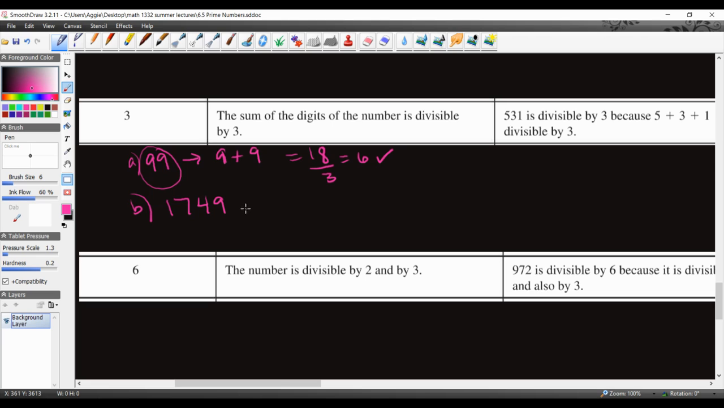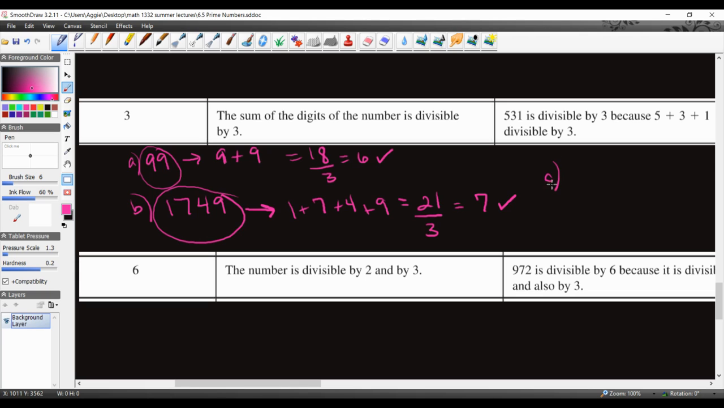1749. If I add the digits, it'd be 1 plus 7 plus 4 plus 9. So let's see, 1 plus 7 is 8, plus 4 is 12. 12 plus 9 is 21. And can we divide 21 by 3? Yep, we get 7, which is a whole number, a natural number, so that is also going to work. So that means 1749 is also divisible by 3.